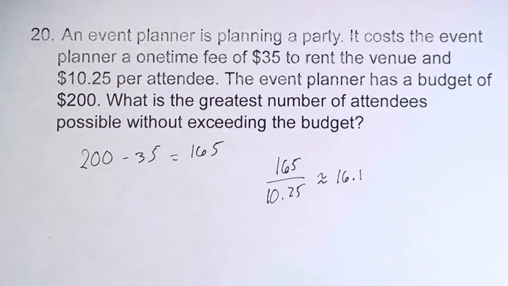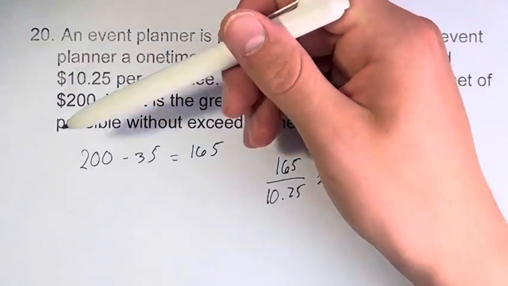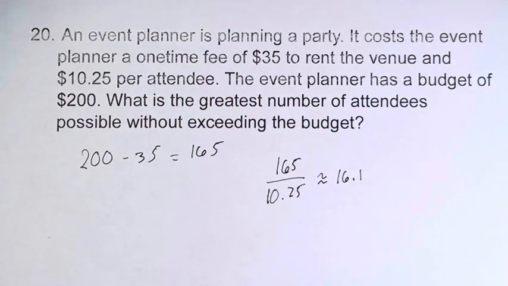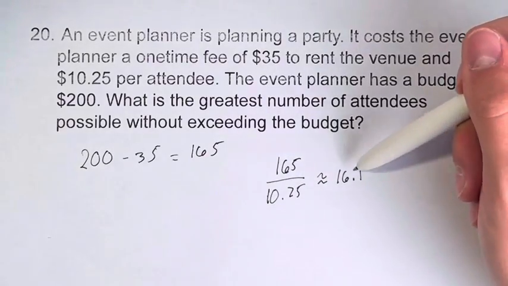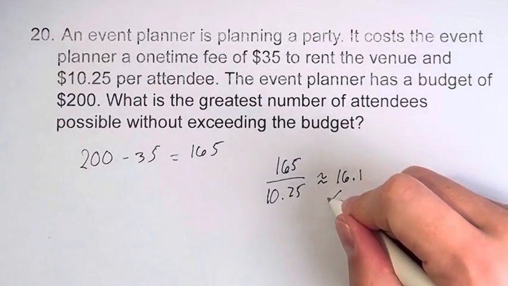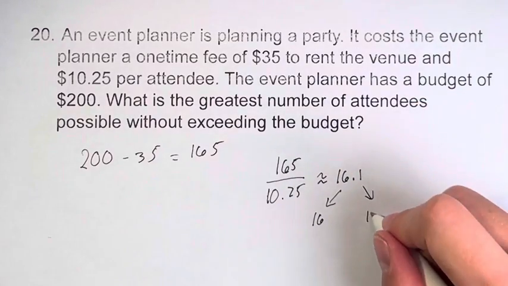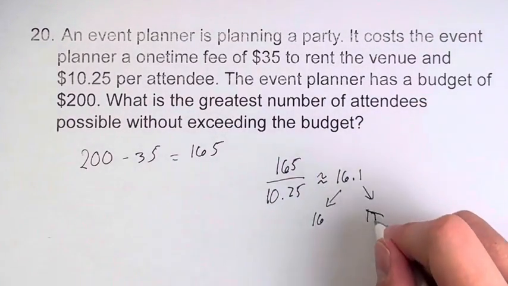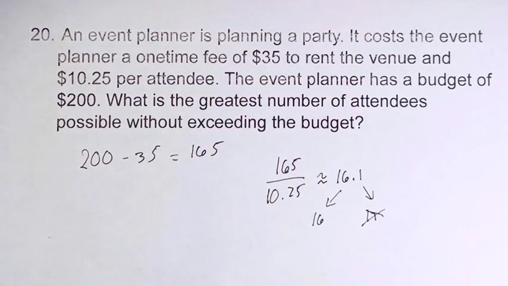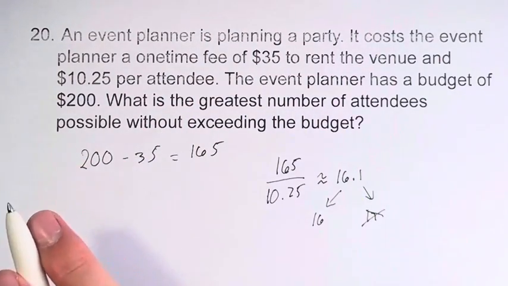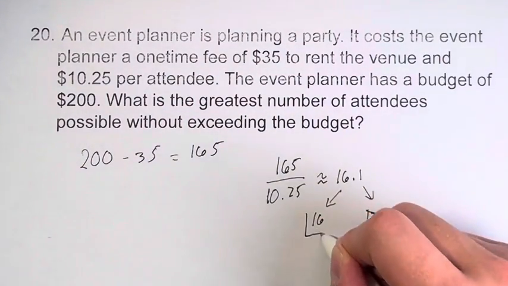What does that actually mean for the number of people that can attend without exceeding the budget? Well, if we can go up to 16.1, that means that if we're at 16, we're okay. But if we go up to 17, that's above 16.1, and we've exceeded the budget. Therefore, the greatest number of attendees that can be possible without exceeding the budget is 16.